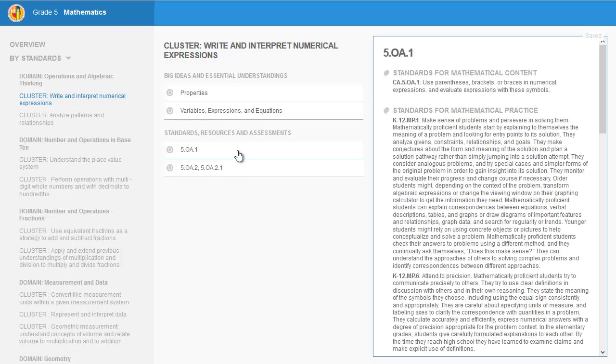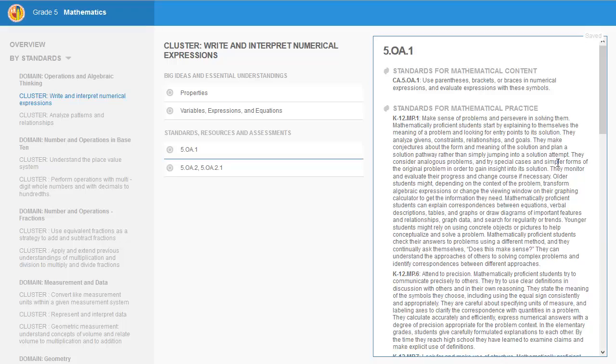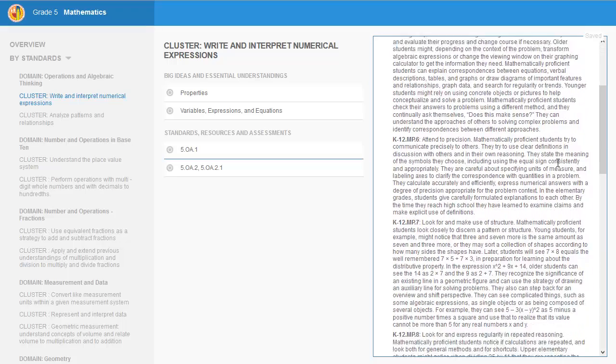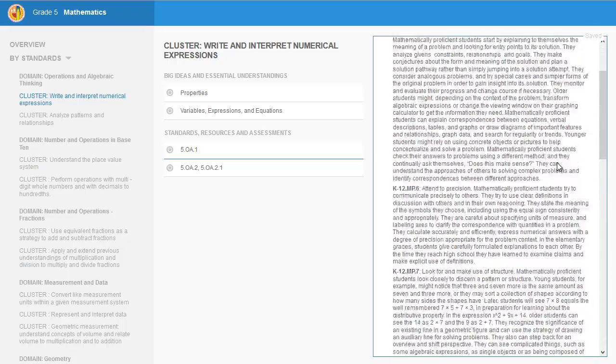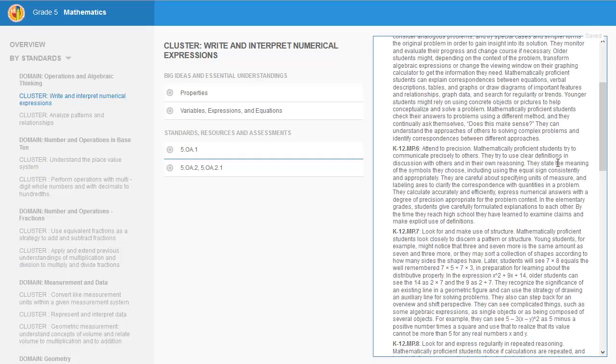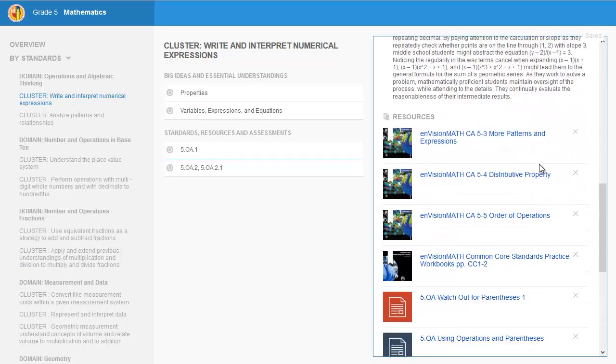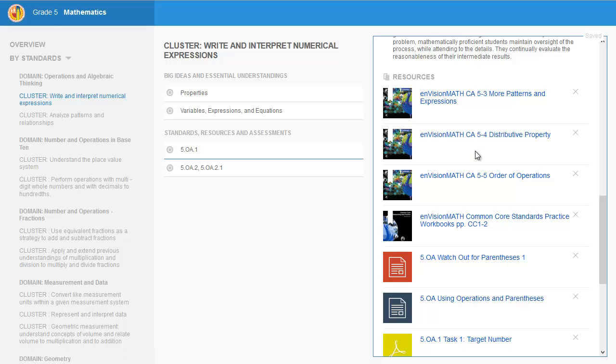If we open the standards, we can see the breakdown of which content standards and which mathematical practice standards are associated with it. It obviously has the entire descriptions of the standards for teachers to refer to. And it also has the resources associated with it.